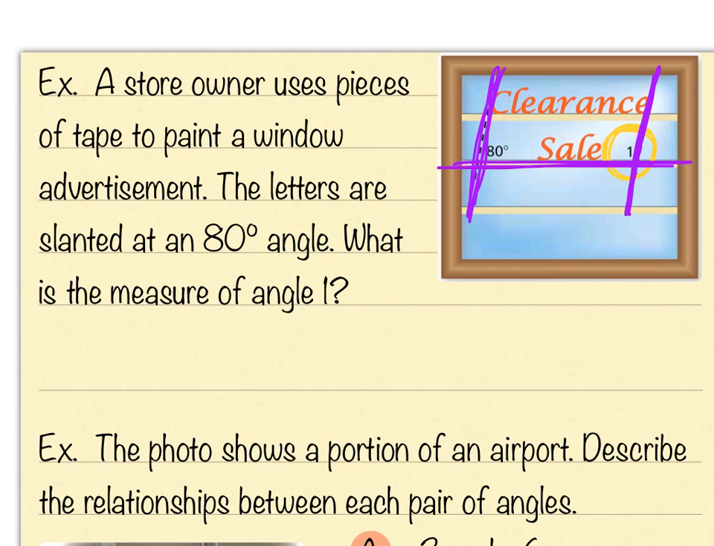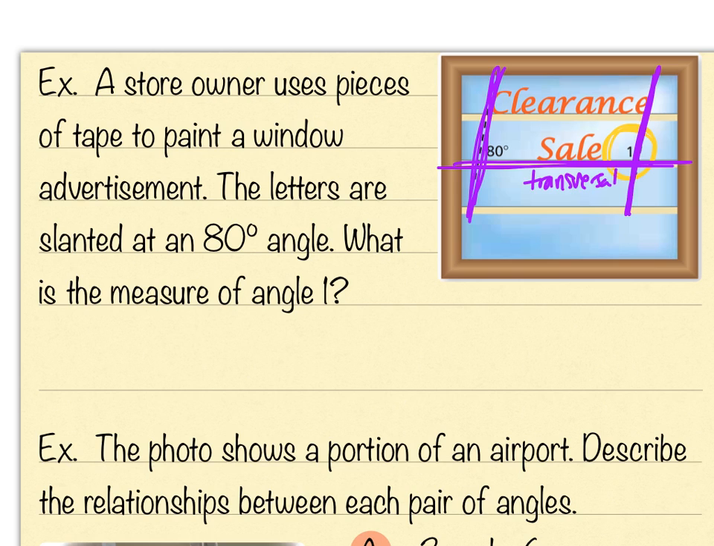And so they're both interior angles. They're for sure on the inside of those parallel lines, but they're not alternate angles. Angle 1 and the 80-degree angle are both above the transversal. So this one's the transversal. And so they're not alternate interior because of that reason.